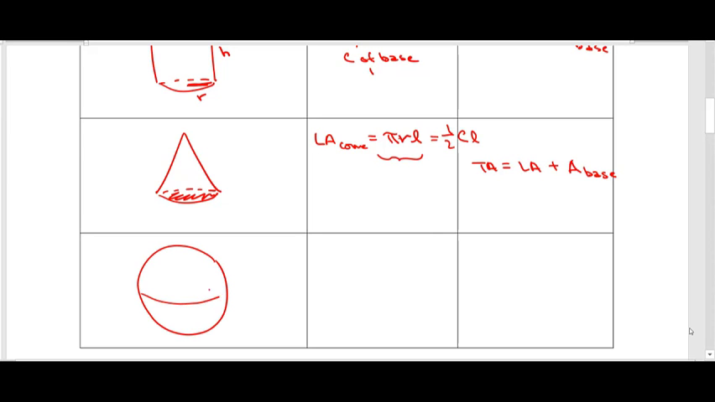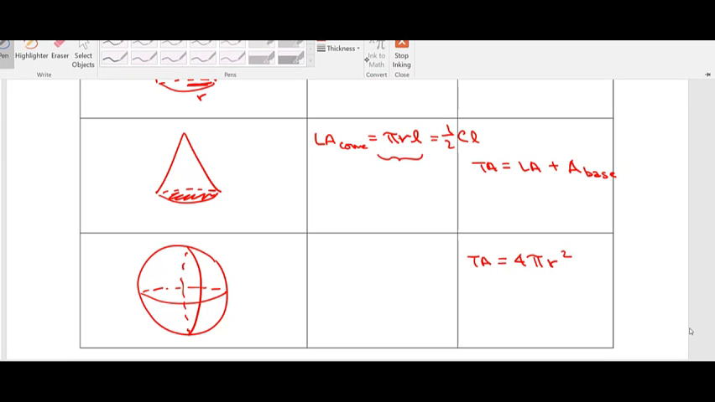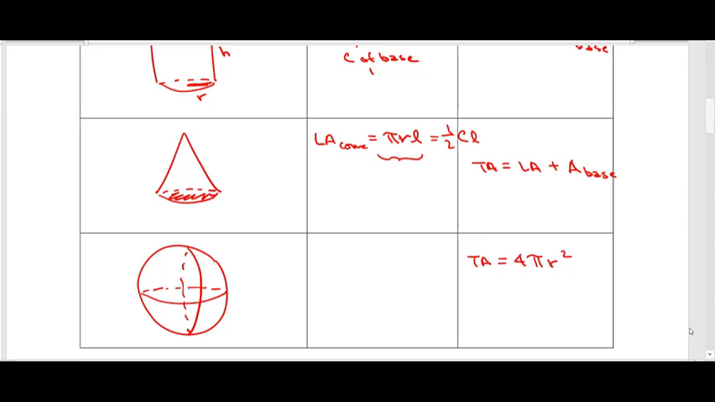Now the derivation for this one is really complicated. It uses math that you guys don't know right now, so I'm just going to give you the formula. The total surface area for a sphere is just 4 pi r squared, where the radius is simply the radius from the center of the sphere to any point along any part of the sphere. And that radius will stay the same throughout the entire sphere.